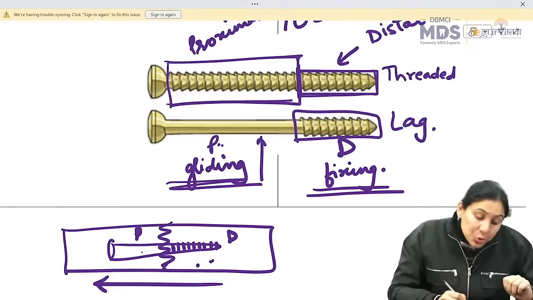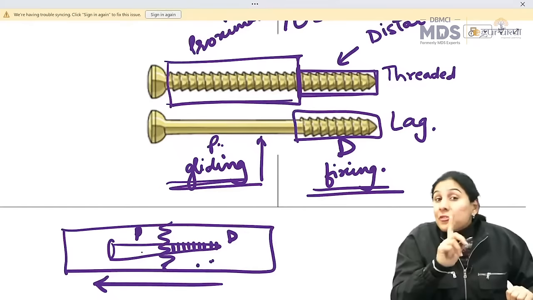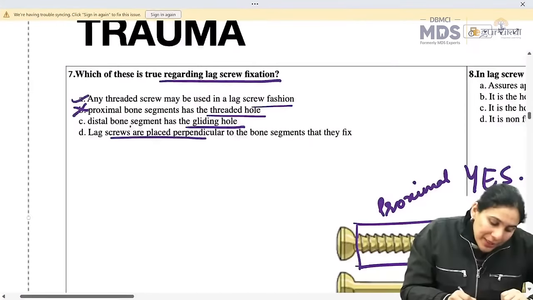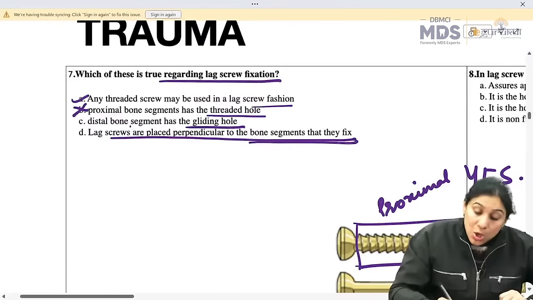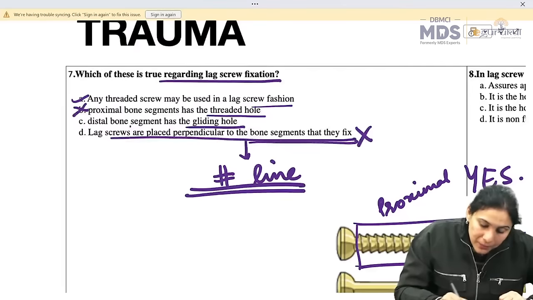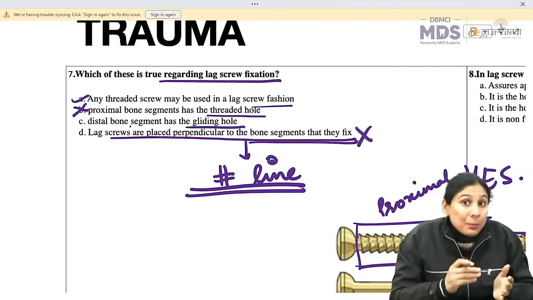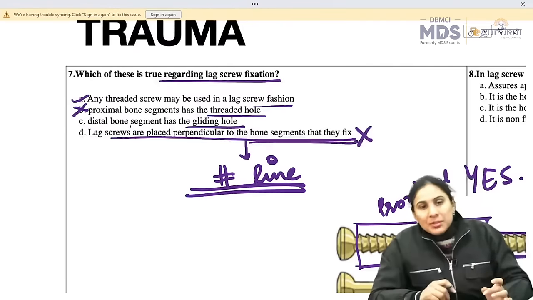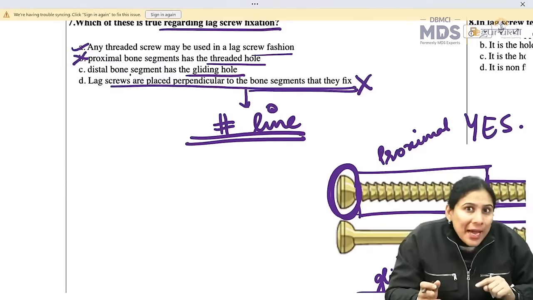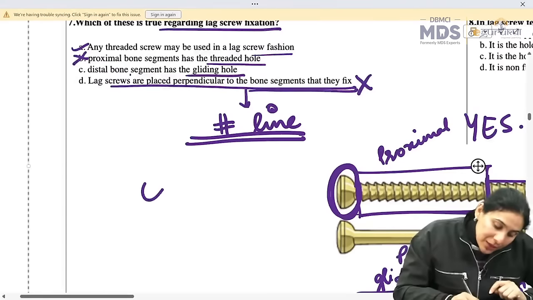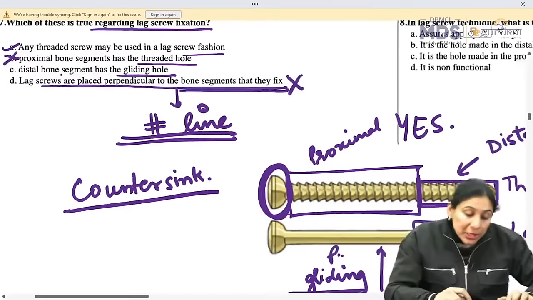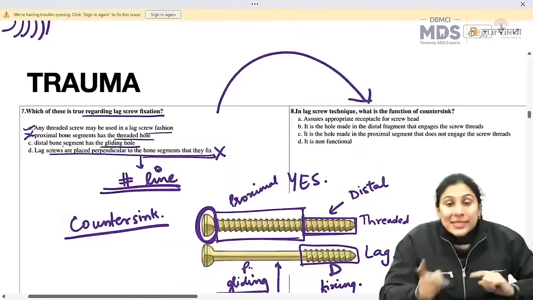And remember, the lag screw is always fixed perpendicular to the fracture and not perpendicular to the bone. That is the last option. Lag screws are placed perpendicular to the bony segment that they fix. Wrong. Lag screws are placed perpendicular to the fracture line. They are not perpendicular to the bone. Due to this, sometimes the head of the lag screw stays over the bone. To prevent that causing injury, you make a countersink. That is the purpose of countersink, which was asked as a PYQ in the next exam.